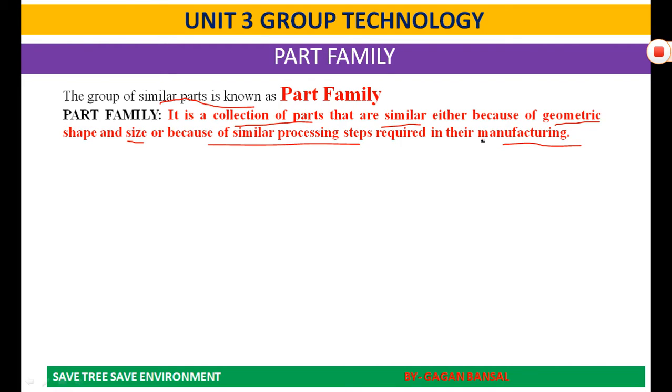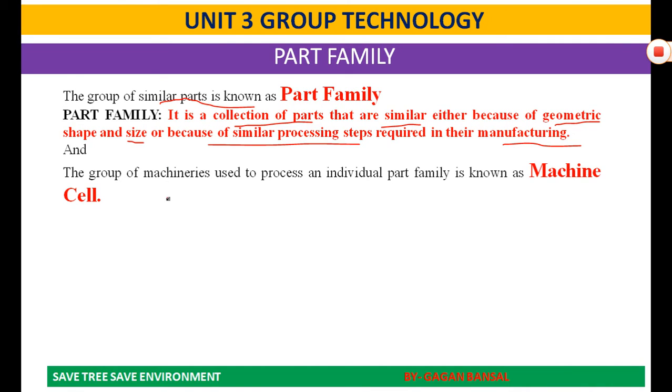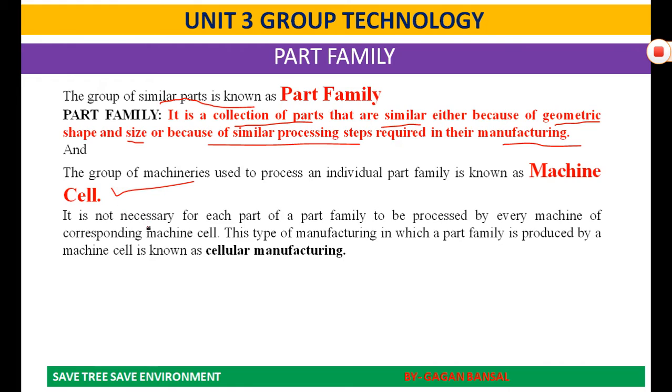So what are part families? Part families are the collection of parts that have either the similar geometries or the similar manufacturing processes. One thing very important, the group of machineries used to process an individual part family is known as a machine cell. This also is a very important topic that we are covering in this particular unit, but in a different lecture. It is not necessary for each part of a part family to be processed by every machine of the corresponding machine cell. This type of manufacturing in which a part family is produced by a machine cell is known as cellular manufacturing.